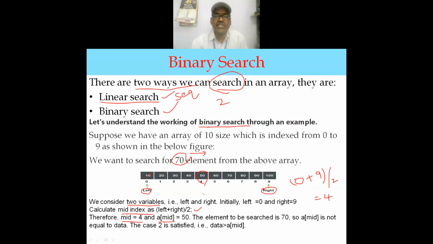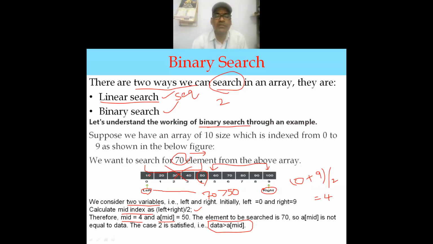Is 70 greater than A of mid? A of mid location value is 50, isn't it? If 70 is greater than 50, that is, the search data is greater than A of mid, then your element may be present in the second half of this array. So we can ignore this first half of the array.